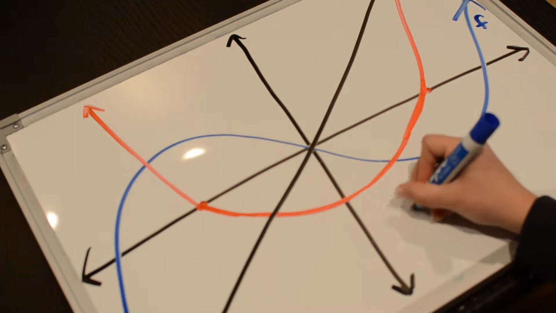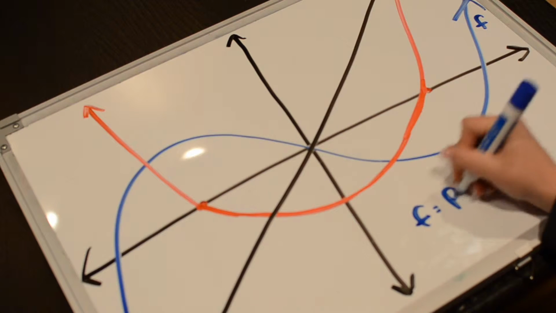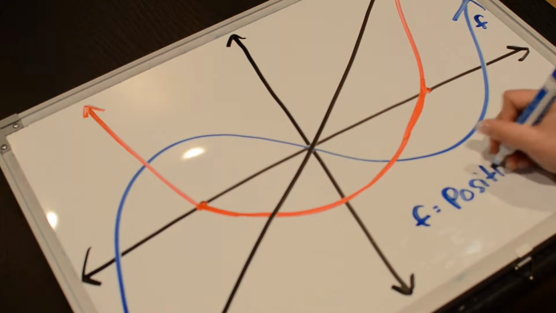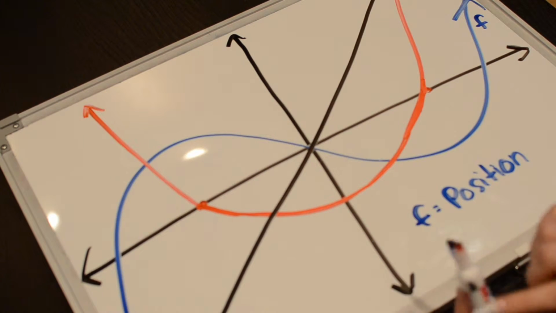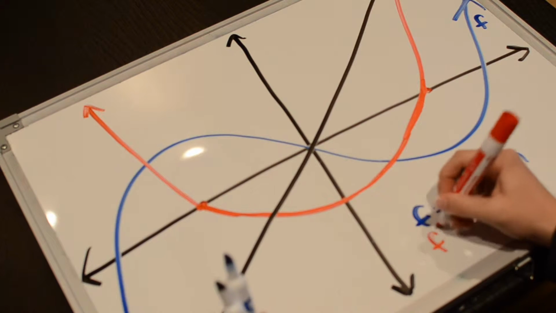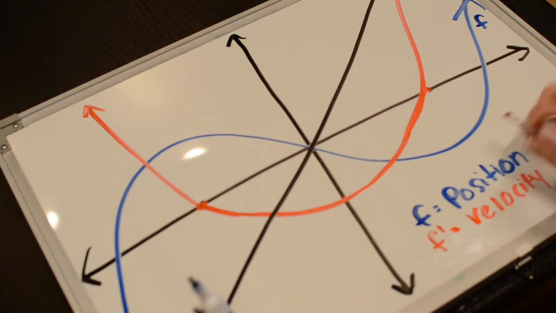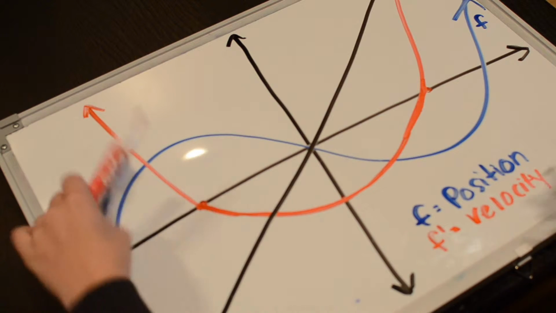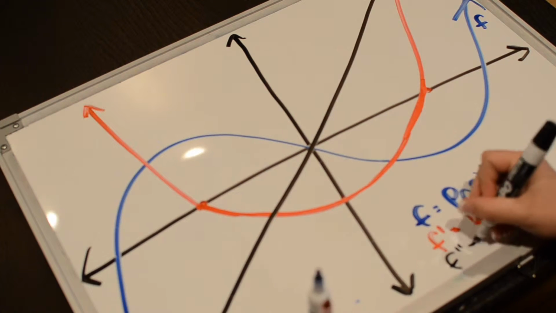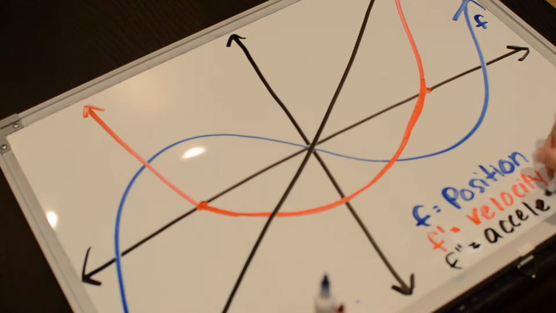We can look at F as the position function. We can look at F prime as velocity, and F double prime as acceleration.